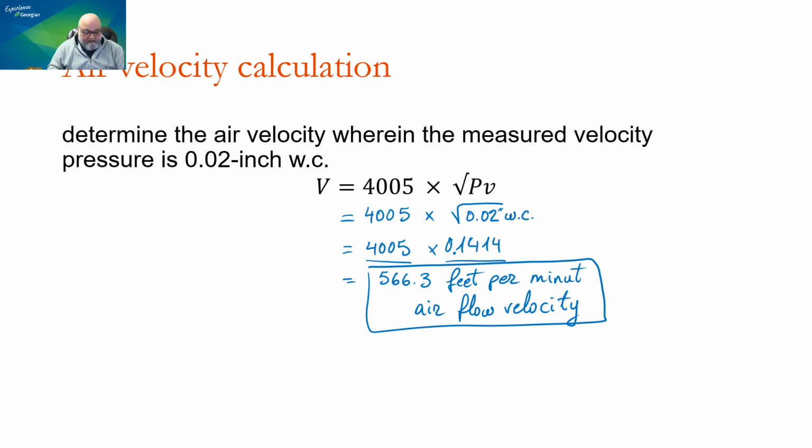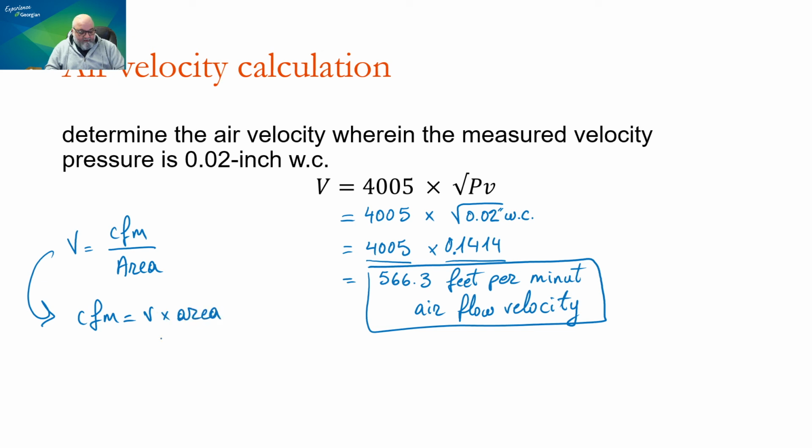A few slides back, we said that velocity is the CFM over the area of the duct, remember? So that means CFM equals velocity multiplied by the area. In this case, velocity is, let's just say, 566, multiplied by whatever area of duct I have. That gives me the CFM. This is very important.